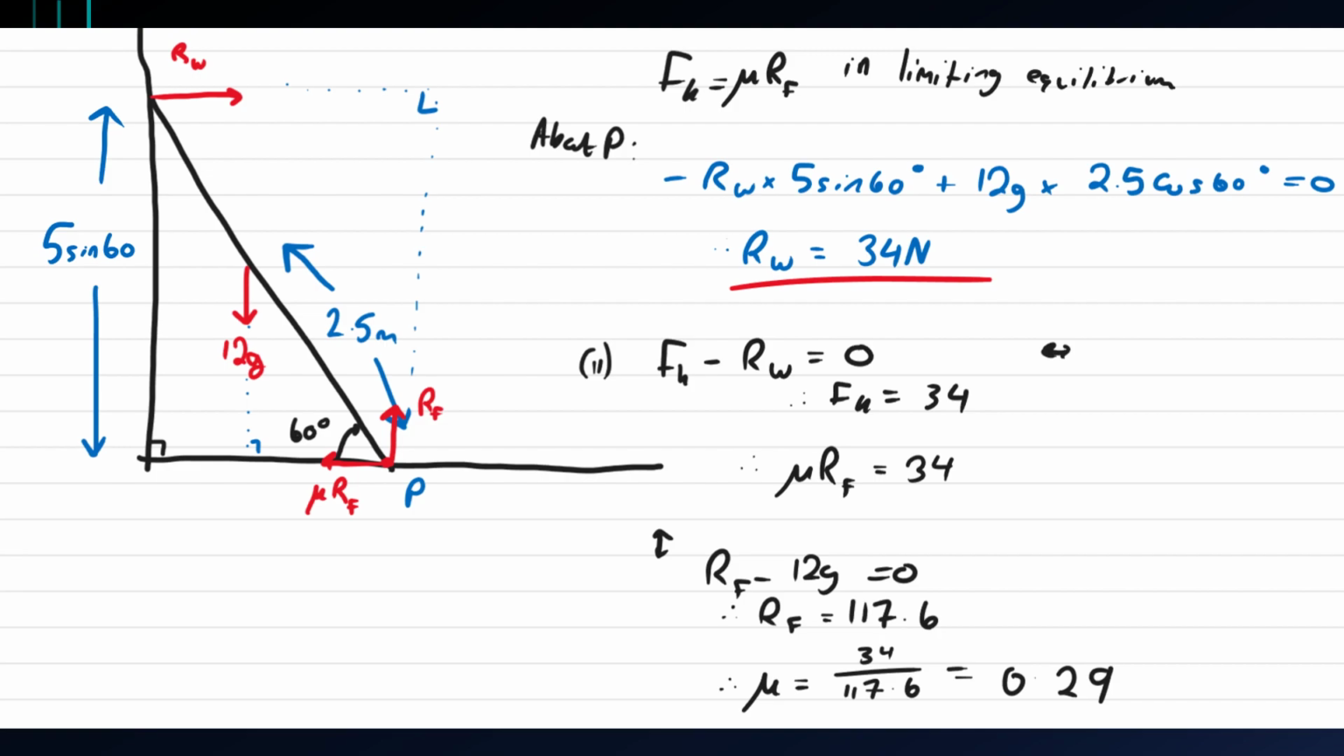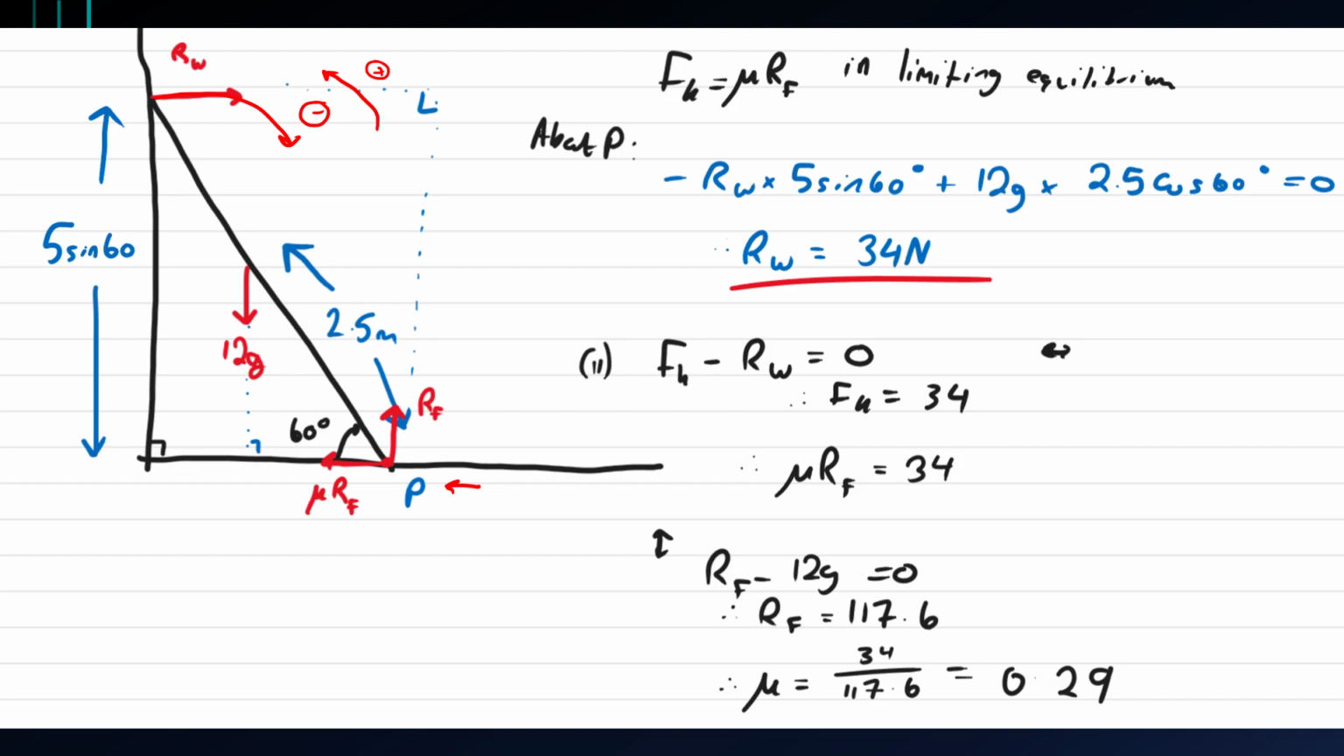So if we take moments about the ground, so moments about P here, we get minus R_W times 5 sine 60, because we're going to define clockwise as negative and therefore counterclockwise as positive, because they're opposite forces. You have to be careful about signs.